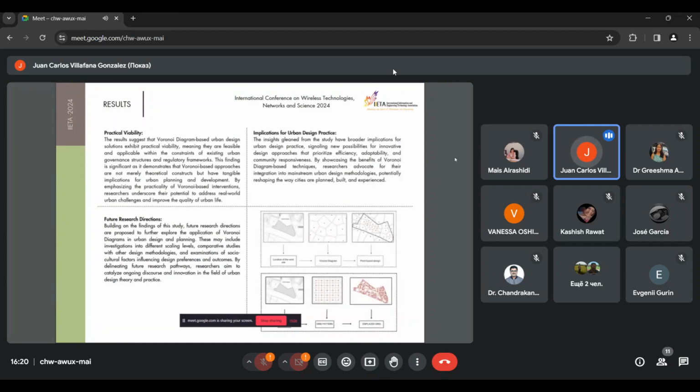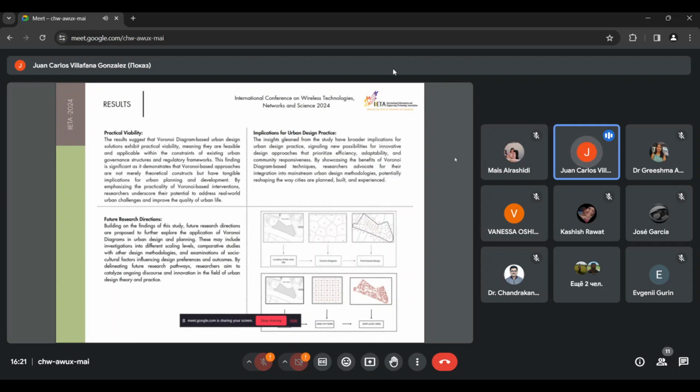Practical viability. The results suggest that Voronoi diagram-based urban design solutions exhibit practical viability, meaning that they are feasible and applicable within the constraints of existing urban governance structures and regulatory frameworks. This finding is significant as it demonstrates that Voronoi-based approaches are not merely theoretical constructs but have tangible applications for urban planning and development. By emphasizing the practicality of Voronoi-based interventions, the research underscores their potential to address real-world urban challenges and improve the quality of urban life.